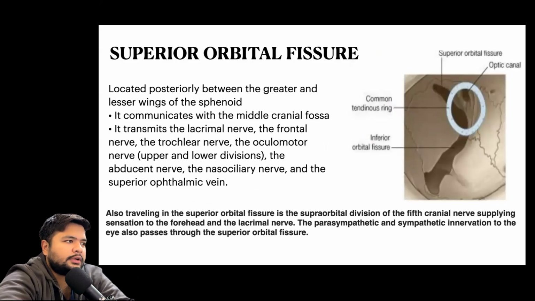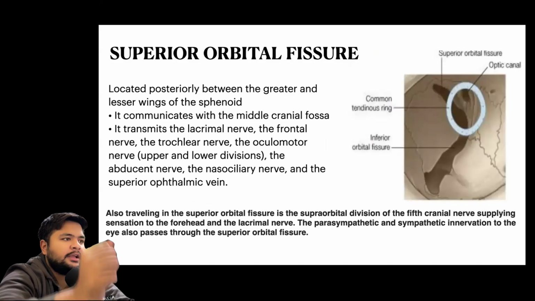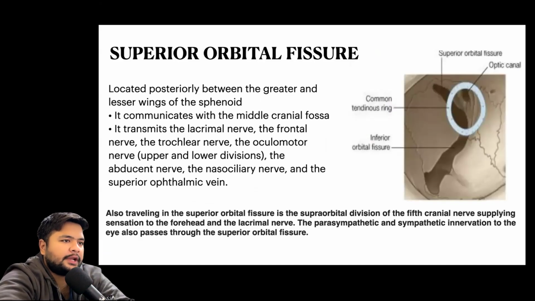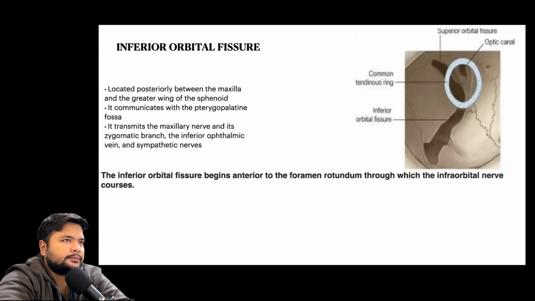Also traveling in the superior orbital fissure is the supraorbital division of the fifth cranial nerve, supplying sensation to the forehead, and the lacrimal nerve. The parasympathetic and sympathetic innervation to the eye also passes through the superior orbital fissure.